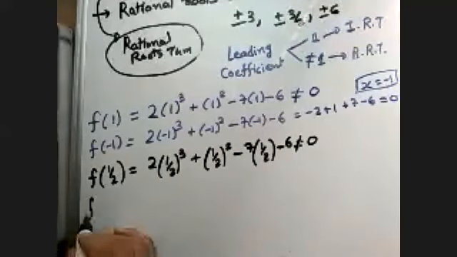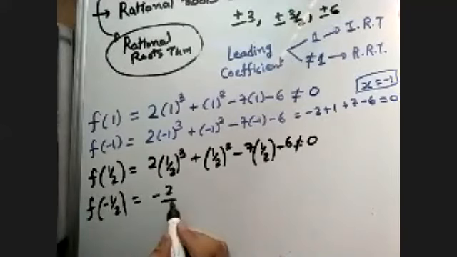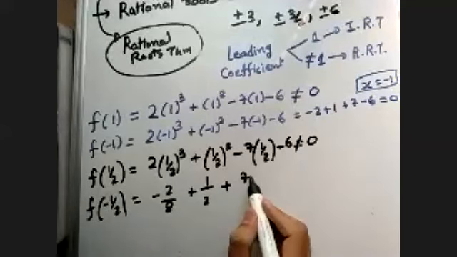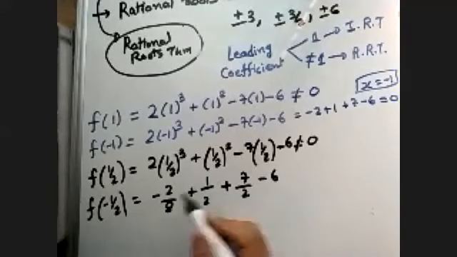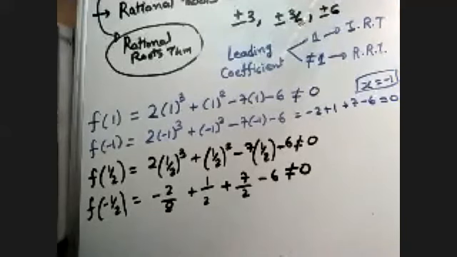Similarly, if I check for f of minus half, it will be minus 2 by 8. It will be plus 1 by 2 only, and it will be plus 7 by 2, and it is minus 6. So 7 plus 1, 8 by 2, it is 4, and it is minus 6 minus 1 by 4, it is also not equal to 0. So f of minus half is also not a root over here.